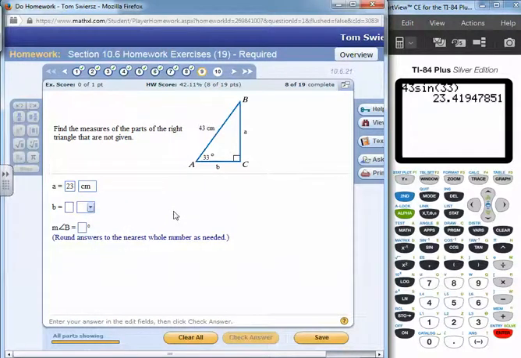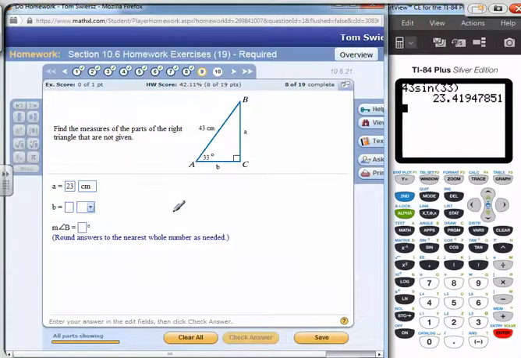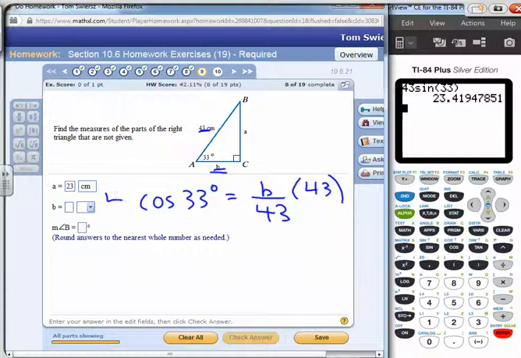Okay, side B. We might as well use the exact one to get a more accurate answer, so we'll use the 43. B, with respect to angle A, 33 degrees, is the adjacent side, and 43 is the hypotenuse. So we can do the cosine of angle A, 33 degrees, is equal to the side adjacent, B, which we're missing, over the hypotenuse, 43. Again, we can multiply both sides by 43. The 43s cancel, and we get B equals 43 times the cosine of 33 degrees.